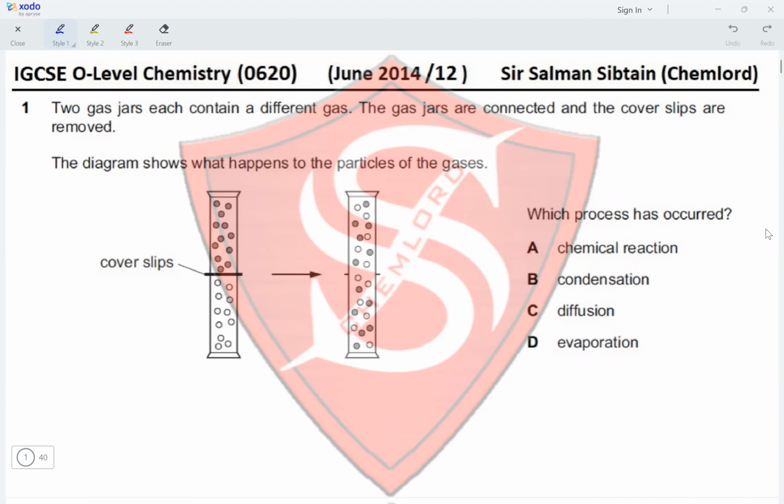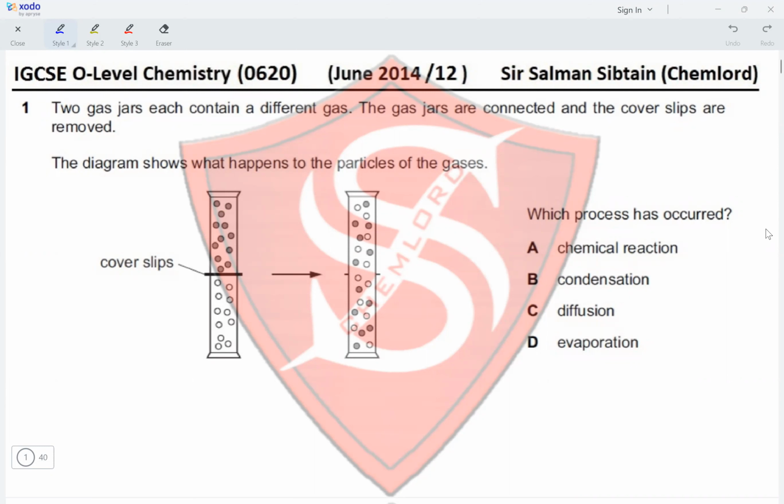Two gas jars each contain a different gas. The gas jars are connected and the cover slips are removed. The diagram shows what happens to the particles of the gases. So we've got the white molecules in the lower jar and the gray molecules in the upper jar. When the cover slips are removed, the molecules mix with each other.